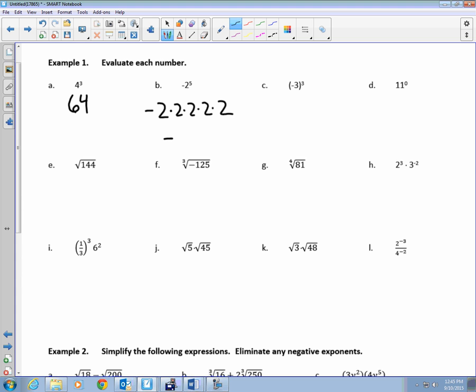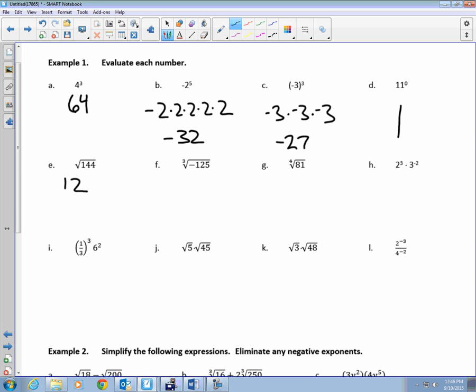This ends up to be what? Negative 32. Whereas the C, do I apply the negative each time? Yeah, so negative 3 times negative 3 times negative 3. So you get negative 27. Okay? So be careful with your negatives, especially when you punch them into your calculator, that you're smart about that. Put your parentheses if you want to include the negative. If you don't, then leave it out front. 11 to the 0. 1. And now you know why. Square root of 144.